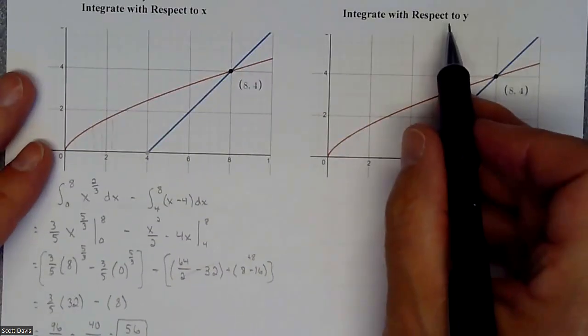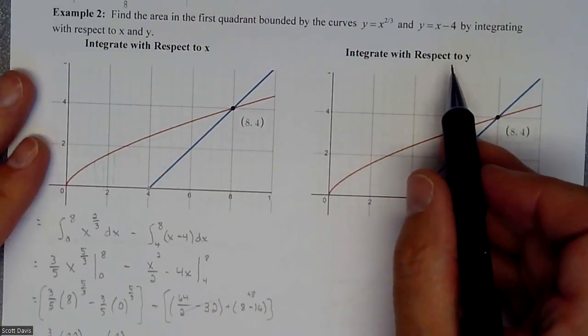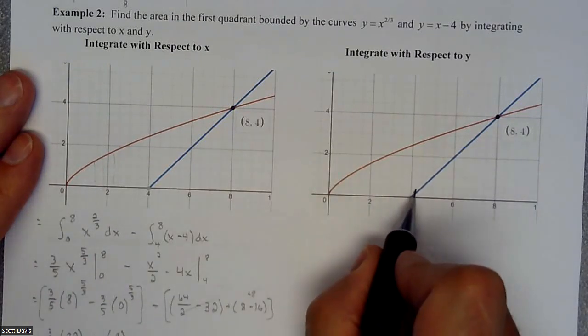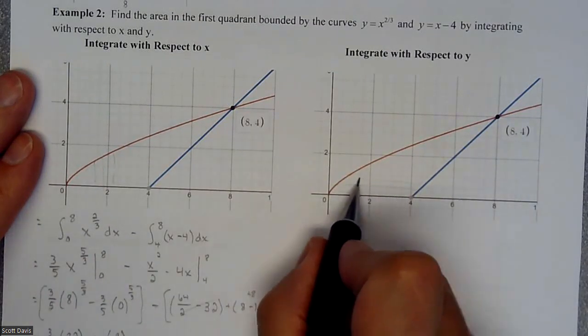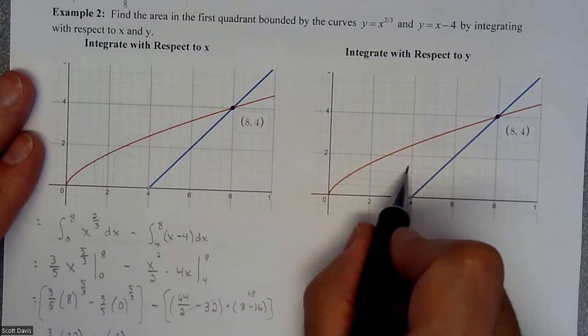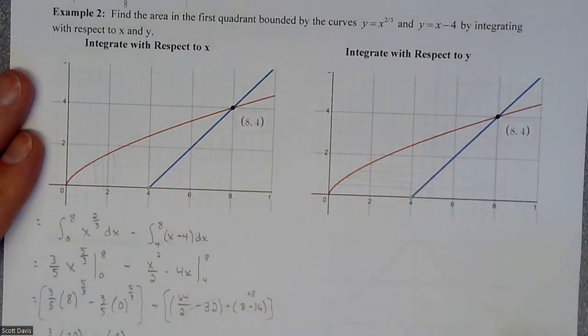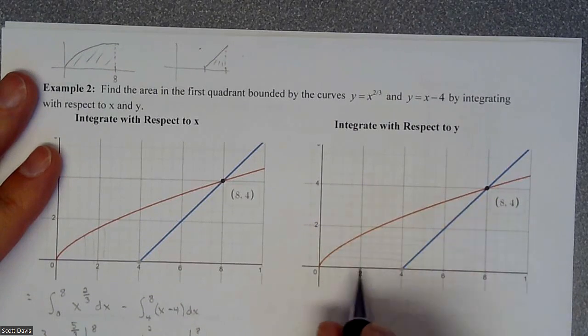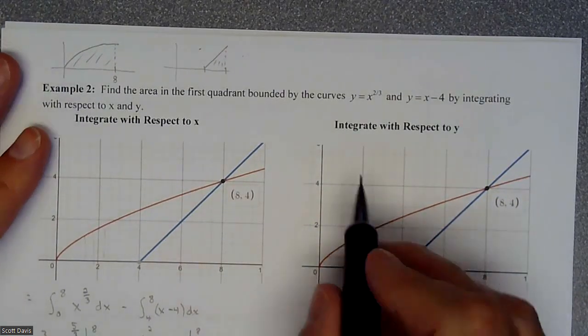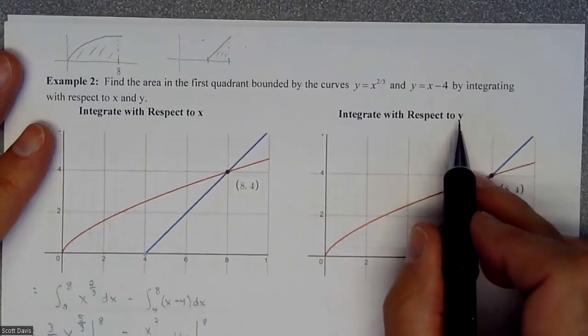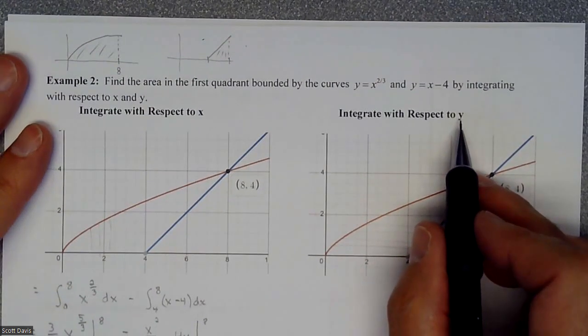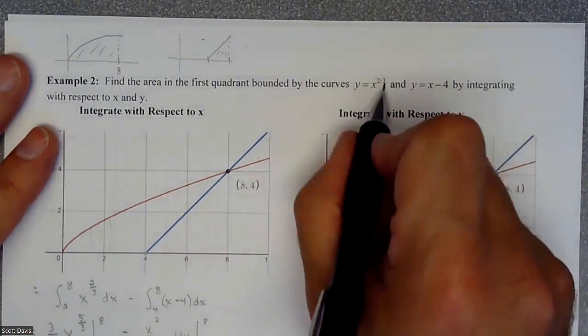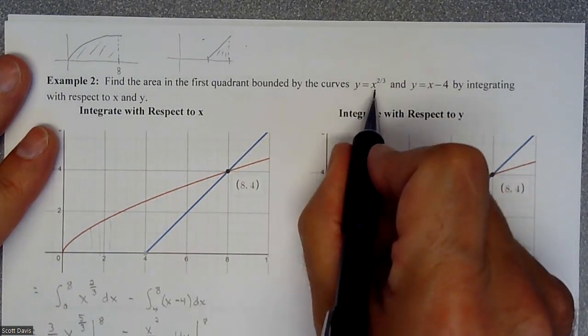But if we were to do this with respect to y, now we would be finding the areas going this way. They would be horizontal rectangles. And so if they were horizontal rectangles, then everything, when you're doing it with respect to y, needs to be converted into terms of y. So to turn it into terms of y means to solve for x.